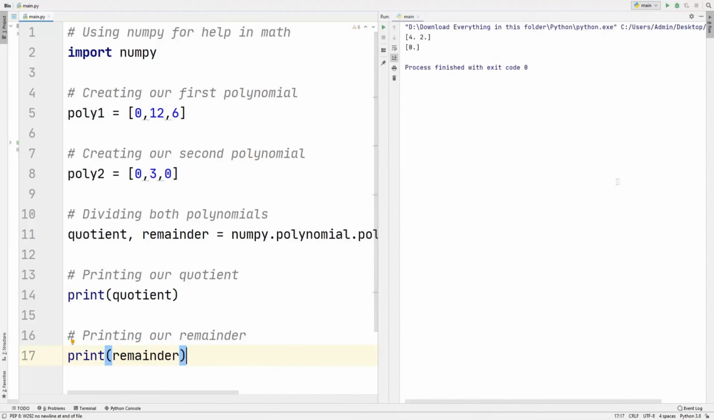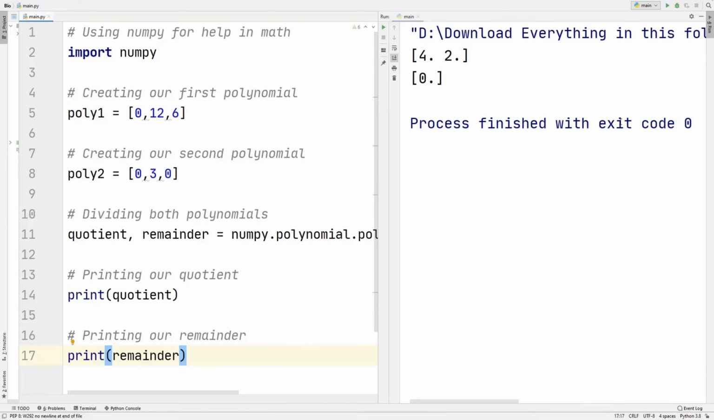So in our answer we get 420. If you remember our answer, after dividing everything, we had 2x plus 4. We first have to bring in the 4 because it's the constant with the power of 0. So we brought in 4. That's what the code did.